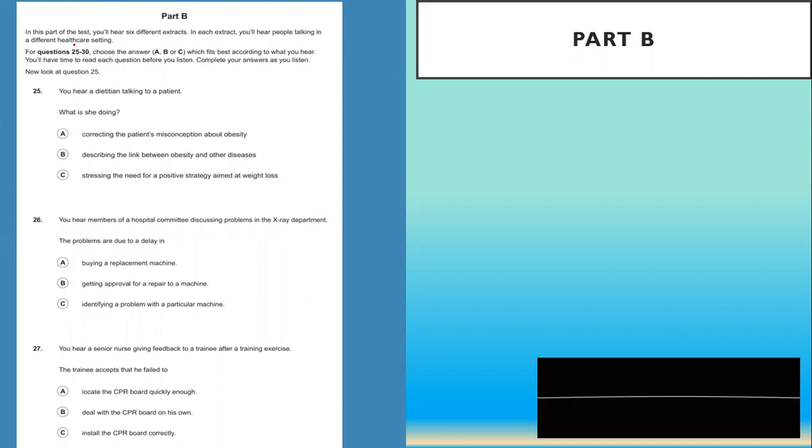So we have here an example from our Part B. This is the technique when you are answering Part B. You read the instruction, or read it together with the audio while the audio is playing. And the audio in this part will tell you which number you're going to read or answer.